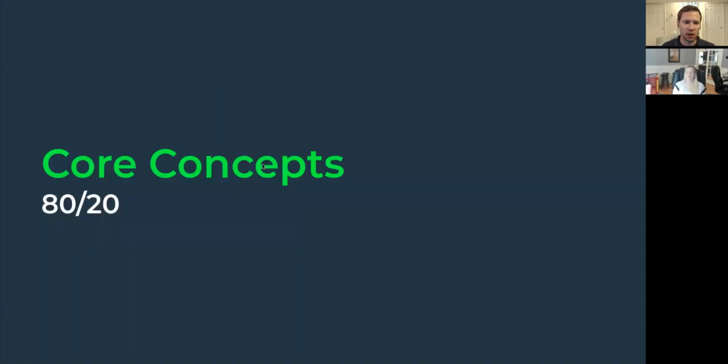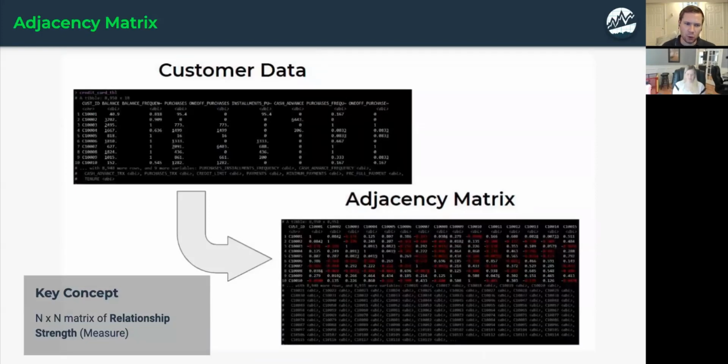Okay, some core concepts, again, 80-20. What we're going to be doing today is focusing on the process to go from raw data to an actual solution using network analysis. One of the key concepts that you need to understand is something called an adjacency matrix. It takes each of these customers. We've got our customer data set right here at the top, and we want to convert that into an adjacency matrix, where we have customers here and also customers here. Then we have a value that represents the relationship, how strongly associated those two customers are with each other.